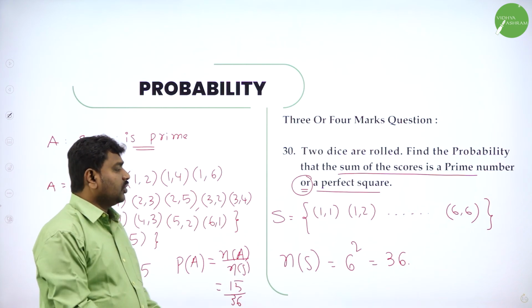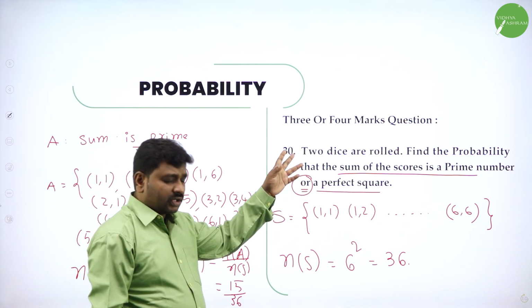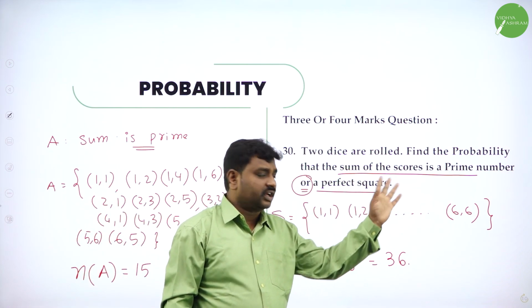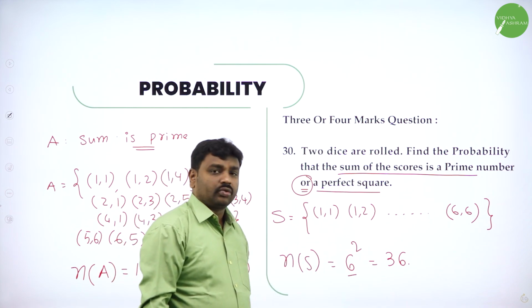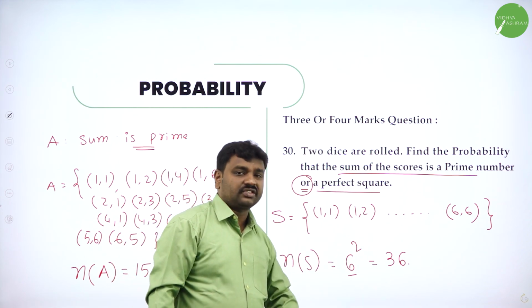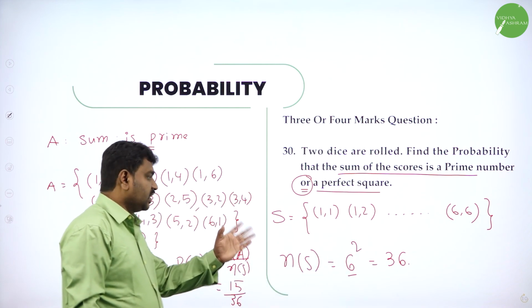So 2 dice when you roll: 1 1, 1 2, 1 3, 1 4, 1 5, 1 6, 2 1, 2 3, like that we'll get. But total number of outputs: one die roll gives you 6 outputs, so 2 dice means 6 square, 36. N of S is 36. Don't write and waste your time.